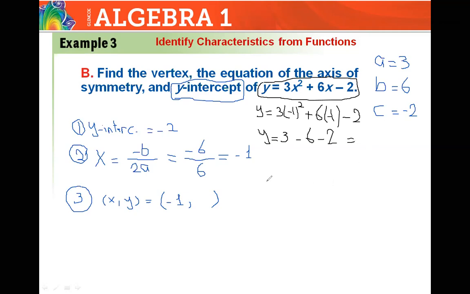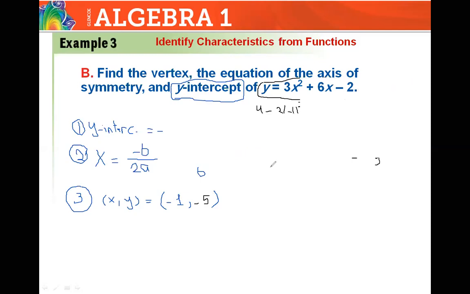It will be 3 minus 6 minus 2, which is negative 3 minus 2. Negative 3 minus 2 equals? Negative 1? Wrong. Why? They have the same sign. If we have the same sign, we add and put their sign. Their sign is negative, so it will be negative 5. So the vertex is negative 1 and negative 5. Now we have the 3 requirements.